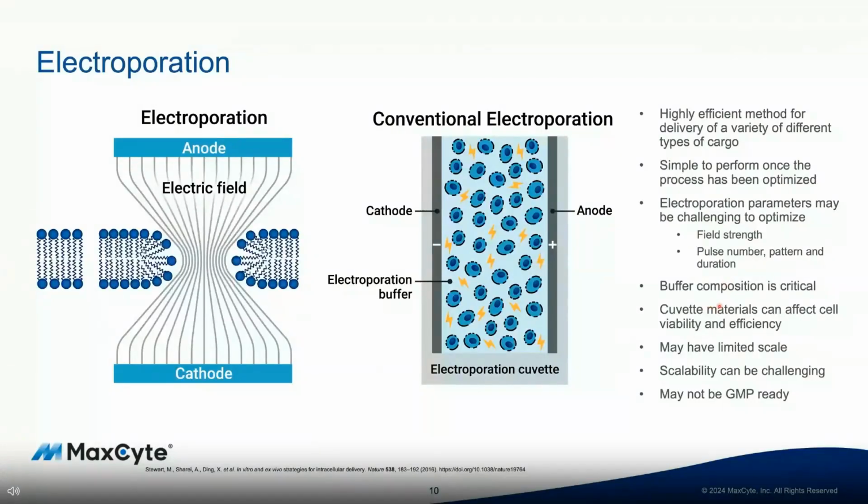There's the cuvette material to consider. Aluminum, for example, creates toxic aluminum ions, which can aggregate DNA and induce cell death. So the type of cuvette material does play a role in electroporation success. There could be limited scale depending on the size of the cuvette, and as we've talked about before with scalability, being able not only to electroporate at 10 microliters or 100 microliters, but at higher volumes if needed for a larger number of cells. And then there are GMP considerations for this process as well.